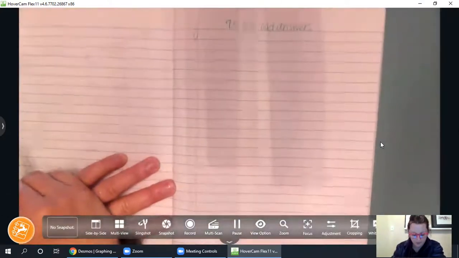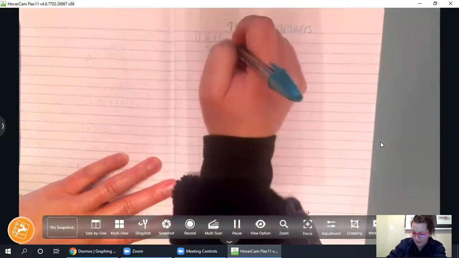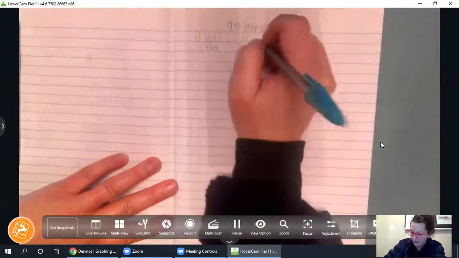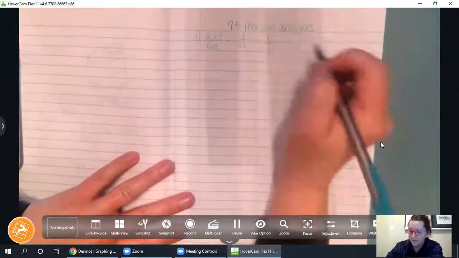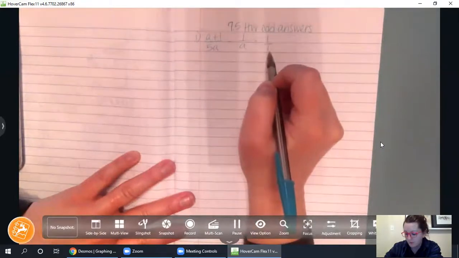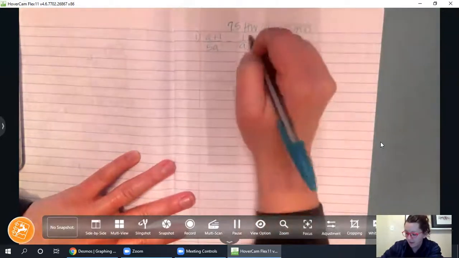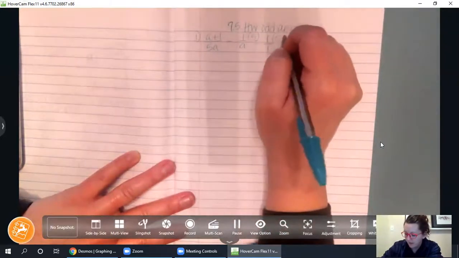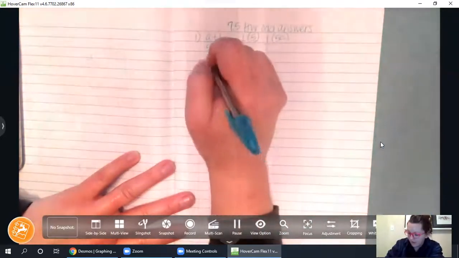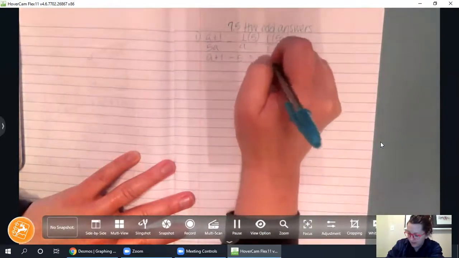So for number 1, it says (a plus 1) divided by 5a minus 1 over a equals 1. I'm going to make it a fraction by placing it over 1. My common denominator here is 5a, so I'm going to multiply by what I need. I don't need anything here, it already has a 5a. I need a 5 here, and I need a 5a here. So I have a plus 1 minus 5 equals 5a.